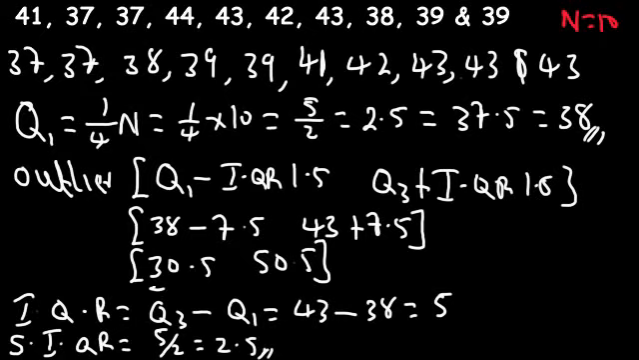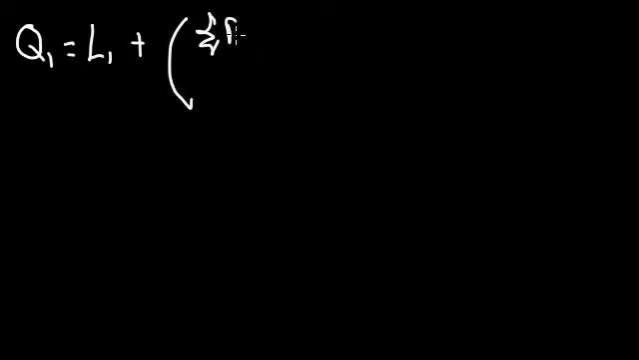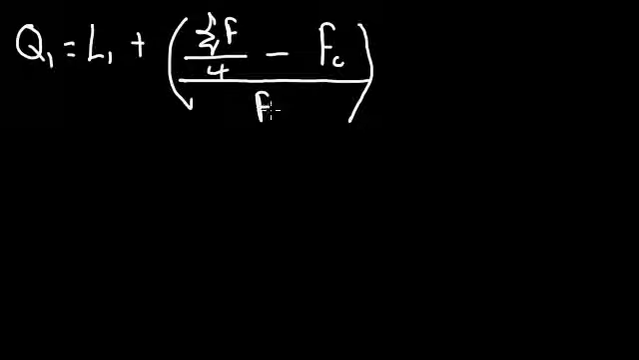Now let's move on to group data. How do we find the quartiles for group data? Let's talk about the formulas first. To find Q1 for a group data, the formula is simply equal to L1 plus, in a bracket, summation of F divided by 4, minus F sub C, entirely divided by F sub n, then multiplied by H.